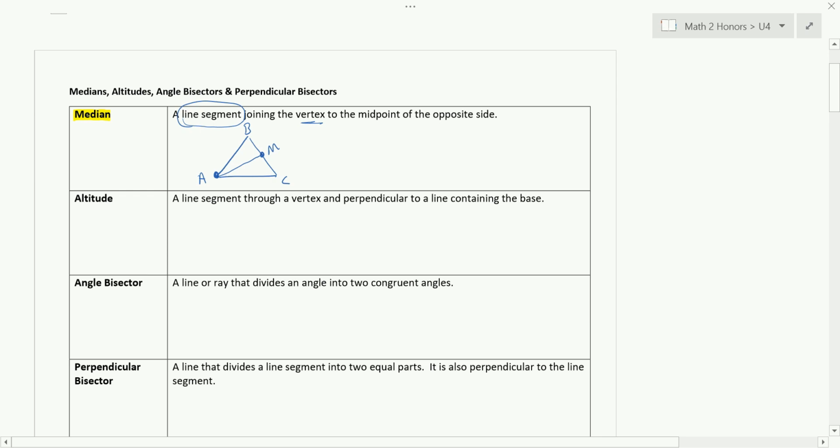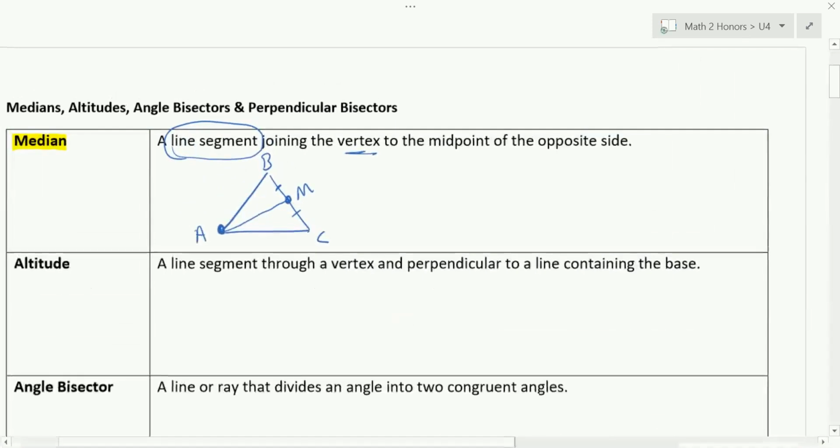So a median has to be connected to a vertex and a midpoint, and because it's a midpoint, it cuts these two in half. Does it split the triangle into 2 congruent triangles? Yeah? Why? By what? It shares a side, but we know nothing about the angles, do we? So a median doesn't cut an angle in half. It just cuts a side in half. And so there's not enough information to say those triangles are congruent here. Okay, that's important to know. So a median doesn't necessarily mean it splits into 2 congruent triangles. But that's what a median is.